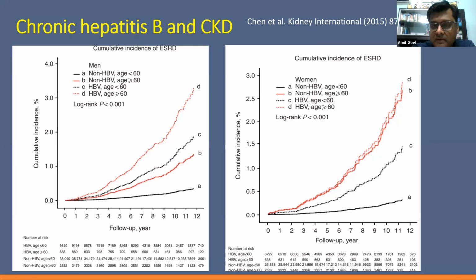But this was not true for women. For women, it was very interesting. For age more than 60 years, there was no difference in incidence of ESRD between HBV and non-HBV cohort. But for less than 60, again, the risk of ESRD was higher in HBV cohort as compared to non-HBV cohort. So the association might be different for different genders.